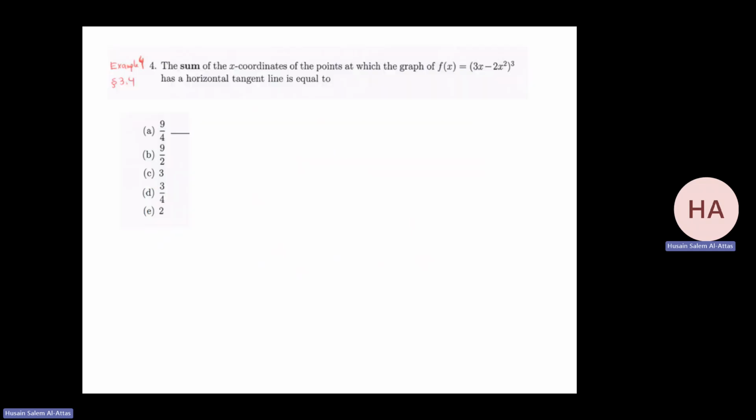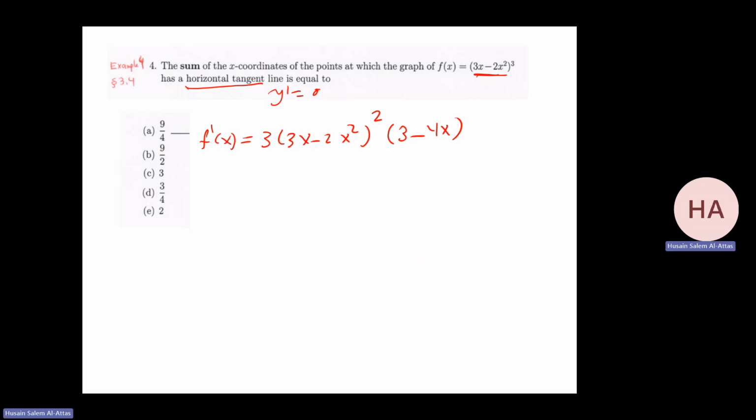Okay. The sum of the x coordinates of the points at which this function has a horizontal tangent. This function has y prime equals 0. So I have 3x minus 2x squared, all squared, times 3 minus 4x, this is f prime.